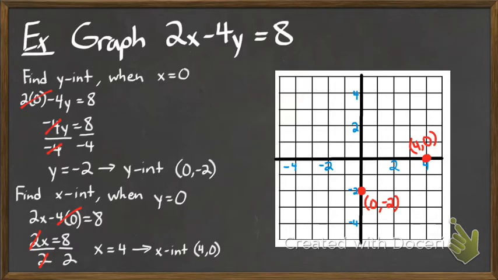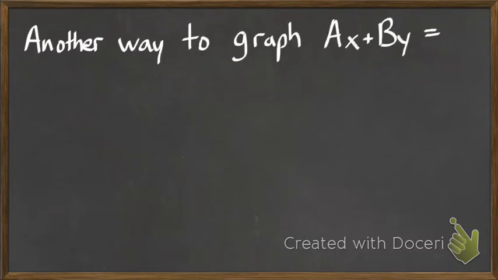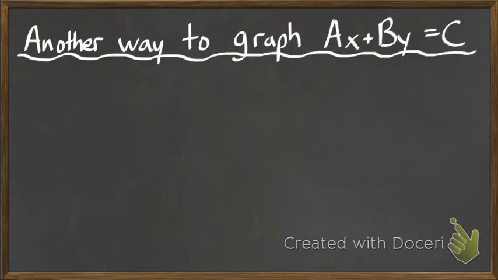Now, we have our 2 points, and all we need is 2 points to graph our line. So take your ruler, draw a straight line, add some arrows, and you have now graphed the equation 2x minus 4y equals 8. Now, this isn't the only way to graph linear equations in standard form. You can also do it this way.